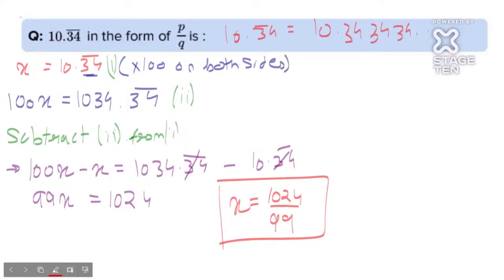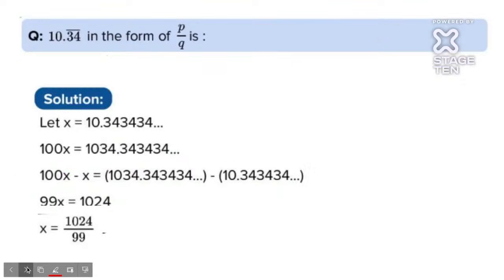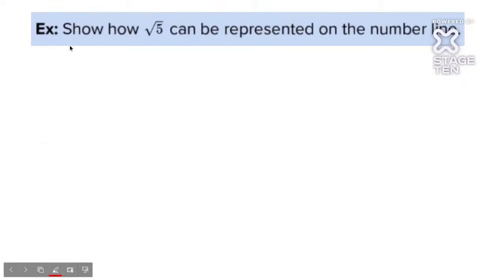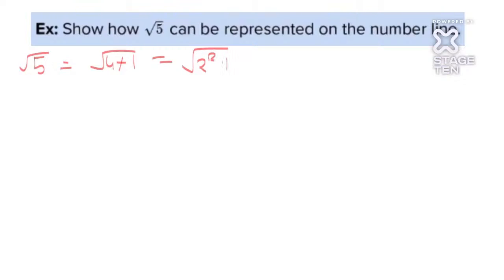Now let's move to the next question. I'll show you the solution; this was my written solution, and you can see the answer is the same. Now we have to do the next question: how can root 5 be represented on a number line? Again we have a few steps. Can I write root 5 as root 4 plus 1? Now 4 can be written as root 2 squared plus 1, so this is nothing but 2 squared plus 1.